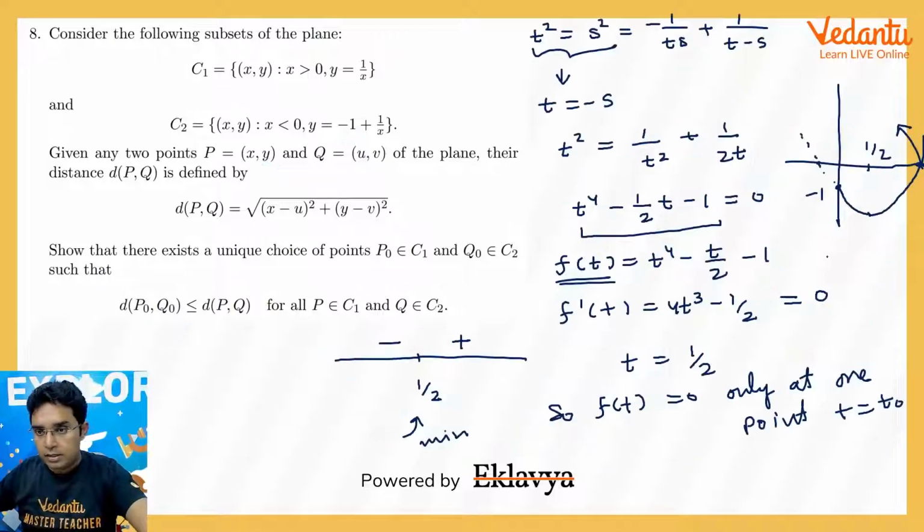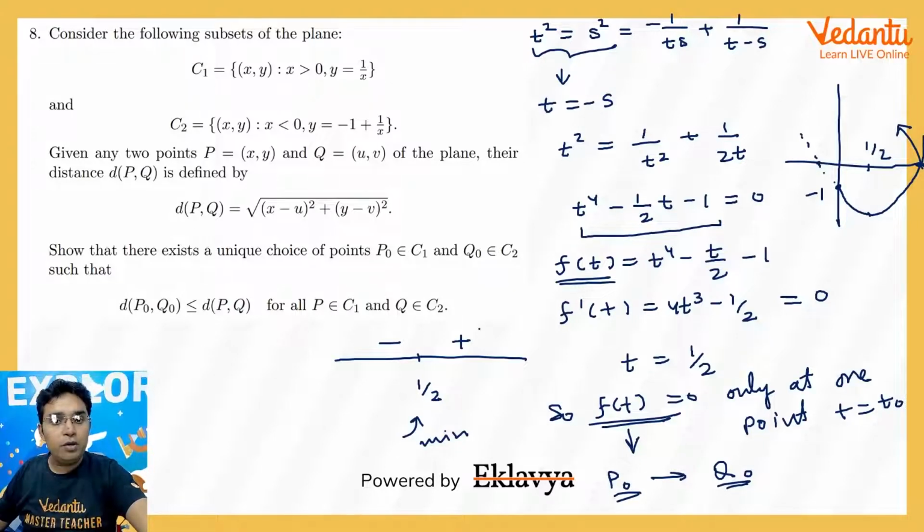So this t naught given by this f(t) equal to 0 will give us P naught, and then correspondingly we can find Q naught also. And we need not find P naught, Q naught. They are only saying that we have to prove that there exists a unique choice of P naught and Q naught so that the distance of P naught, Q naught is less than or equal to the distance of P comma Q for all P belonging to C1 and Q belonging to C2. So I think this way we are done with this question.